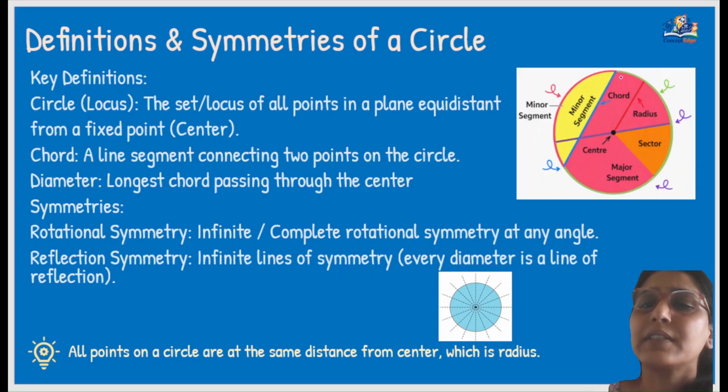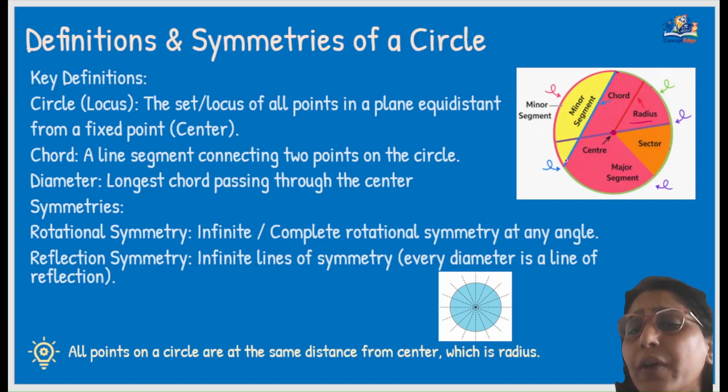Now the circle is a set of points which are at the same constant fixed distance from a point. This center is the fixed point, and the distance from the circle to the center is called the radius. When I have 2 points on the circle and join them, the line segment is called the chord. When the chord passes through the center, it is called the diameter.